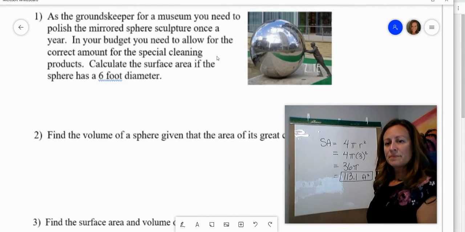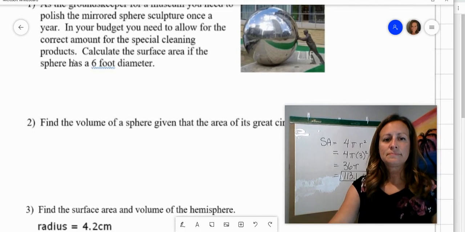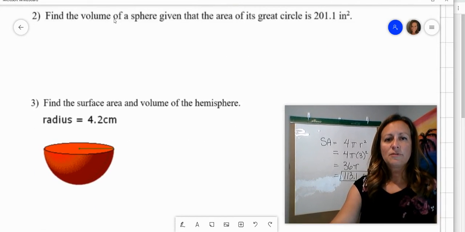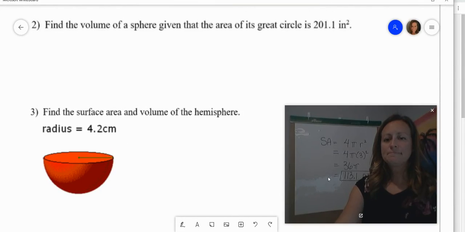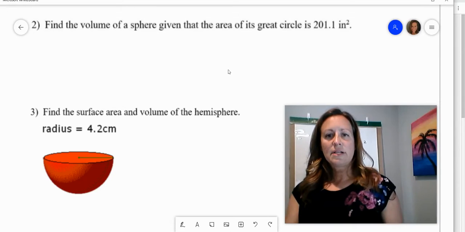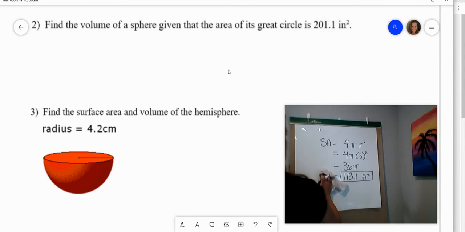Okay. Example 2. This is a different question. Check it out while I erase my board.